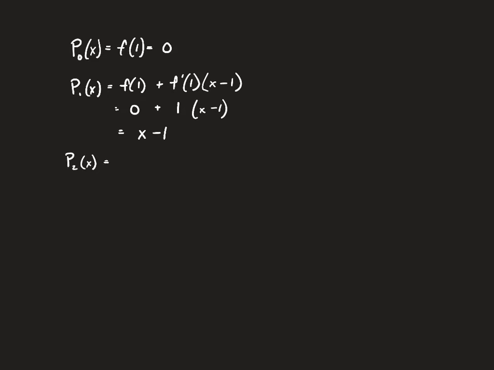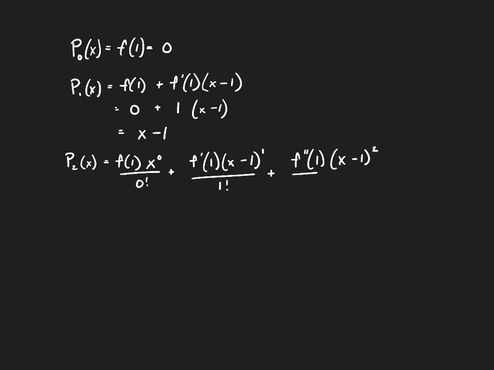What about the 2nd degree polynomial? According to my formula, it will be f of 1, and again I like to write that times x minus 1 to the 0 over 0 factorial, because it's the first term, the 0th one. And then the first derivative at 1 times x minus 1 to the 1st power all over 1 factorial. And since I want to go out to 2, I just do it again. So it's the 2nd derivative at 1 times x minus 1 to the 2nd power over 2 factorial.